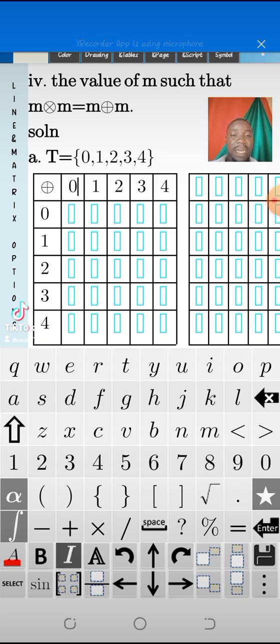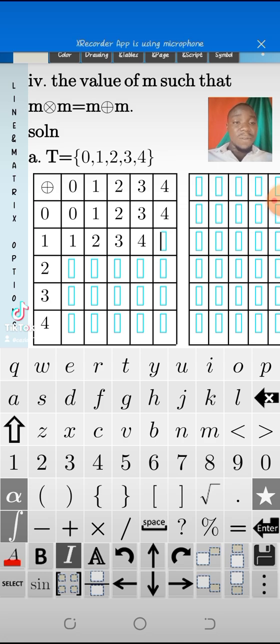Okay, so let's add now. Don't forget we are doing this in mod 5. So 0 plus 0 is 0, then 1, then 2, 0 plus 3 is 3, 0 plus 4 is 4. And then 1 plus 0 is 1, 1 plus 1 is 2, 1 plus 2 is 3, 1 plus 3 is 4. And then 1 plus 4 is supposed to be 5, but since we are dealing in mod 5, you divide 5 by 5 and that gives you 1 remainder 0. So write down the remainder.